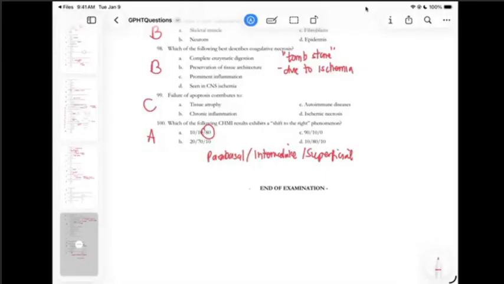This would be the last number for this exam. I hope everything is clear. Okay, so thank you.